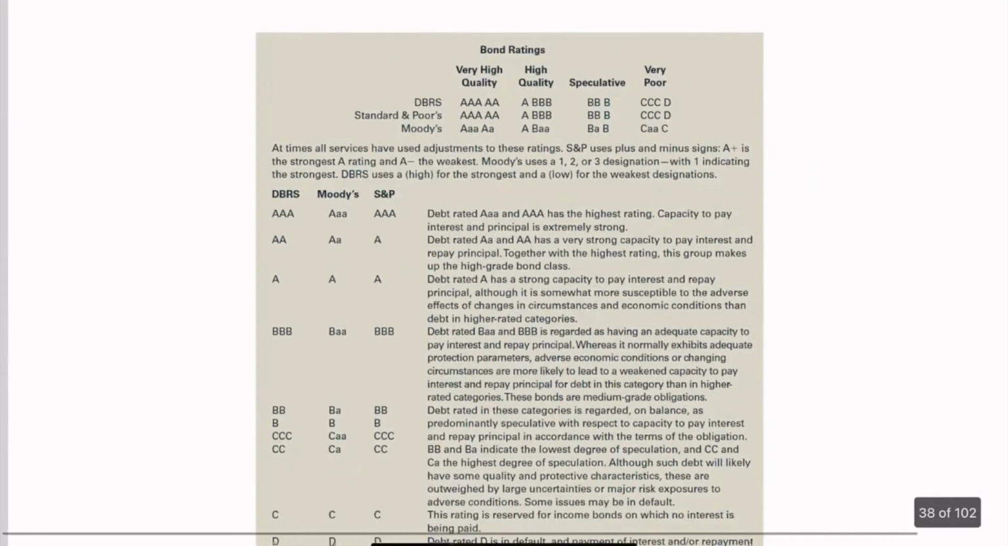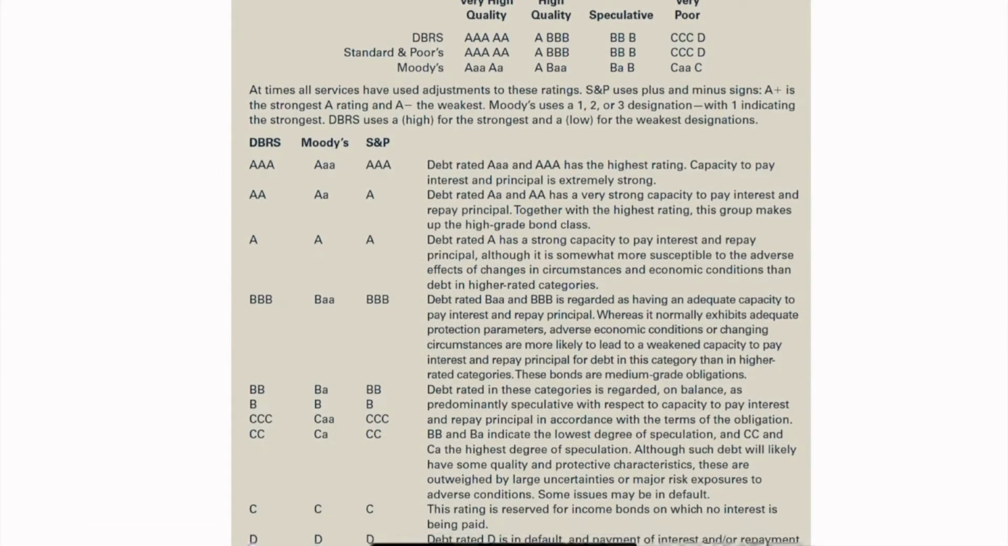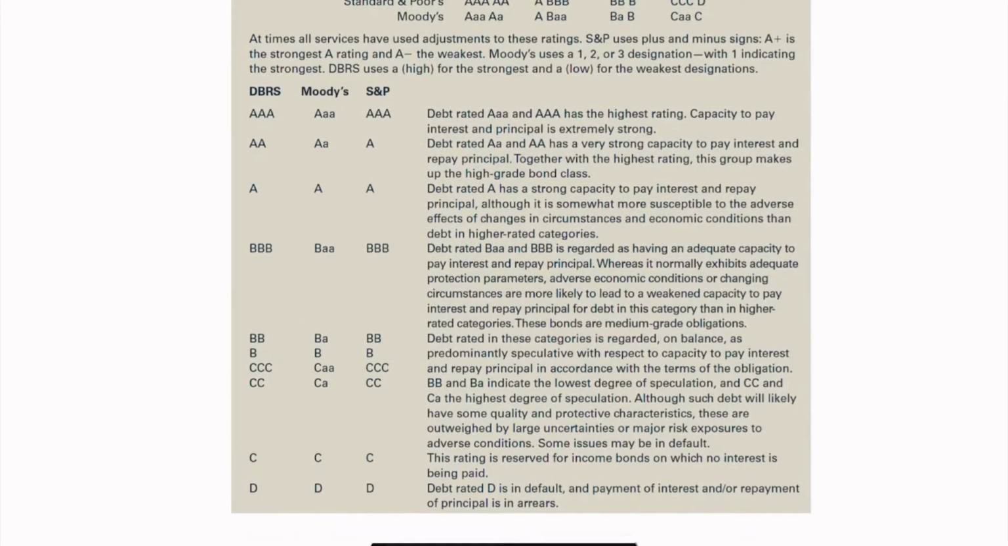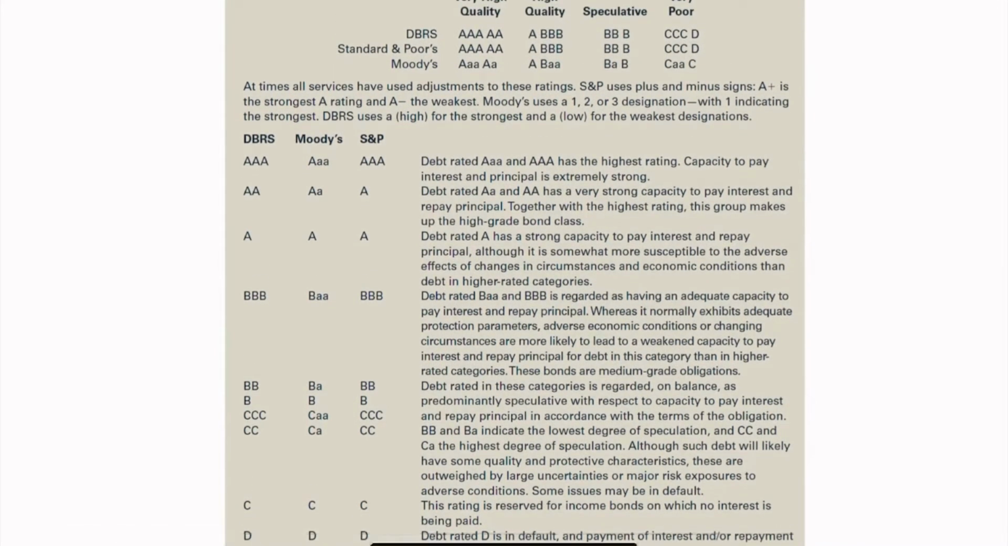Okay, so you can see an example which gives you the different categories of ratings, right? You can see here that from AAA to D. And you could also see some sort of explanation about what each rating category means. You can see that if you're looking at AAA, then it basically says that these debts have the highest rating and they have the capacity to pay back their interest and principal value.